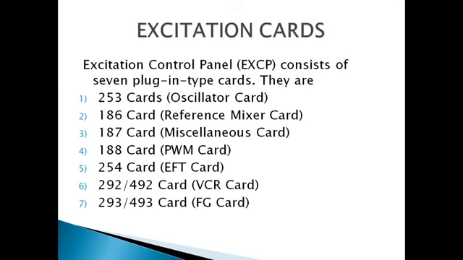The 7 cards are the 253 card, also known as the oscillator card, the 186 card or reference mixer card, the 187 card or miscellaneous card, the 188 card or PWM card, the 254 card or EFT card, the 292 or 492 card, also known as the VCR card, and the 293 or 493 card, also known as the FG card.